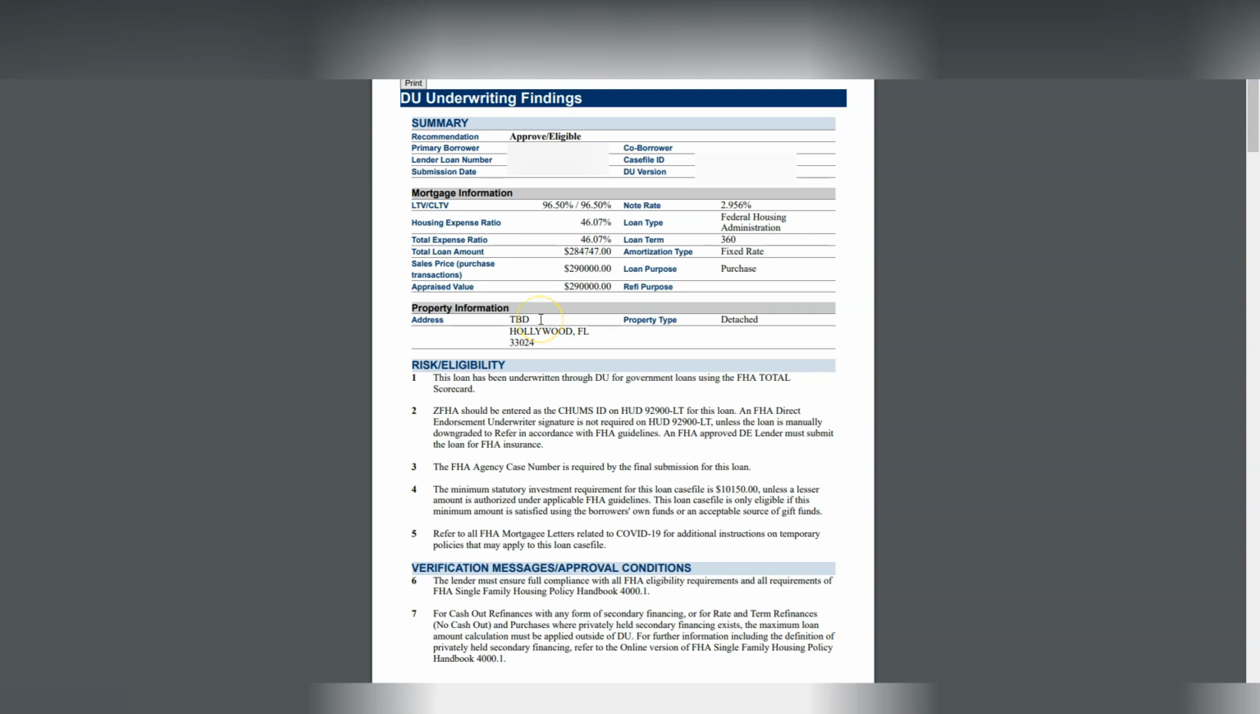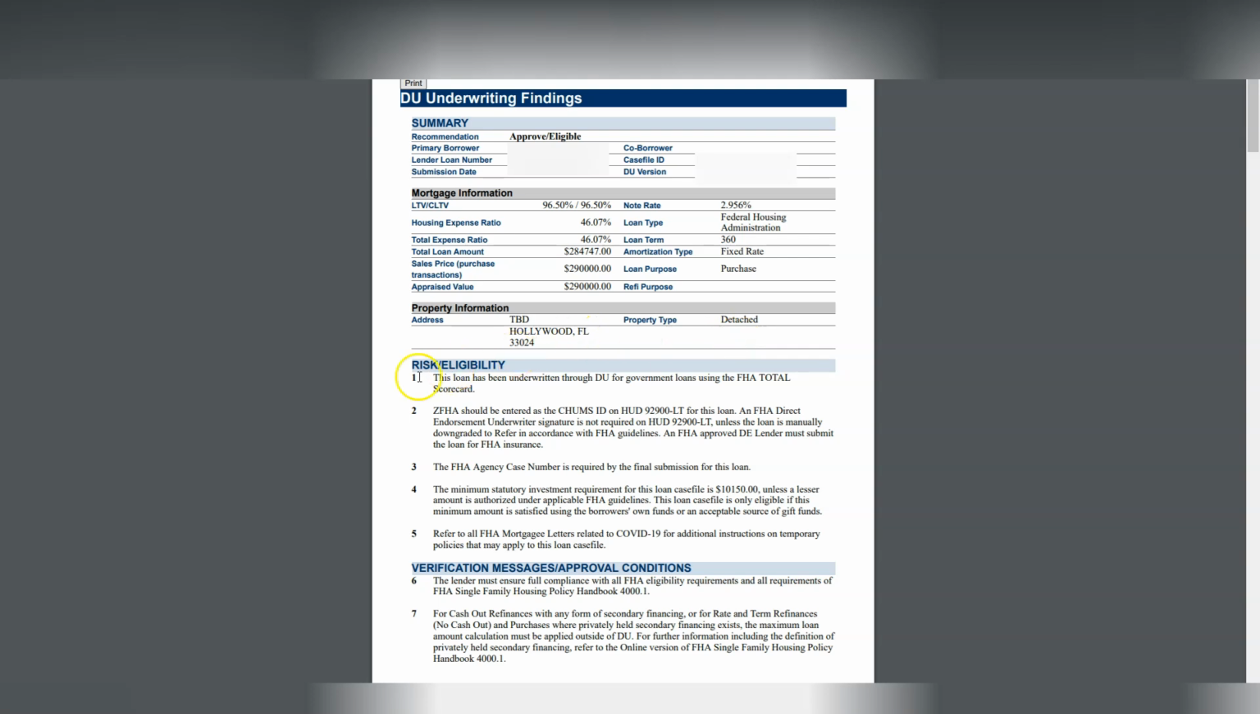And then when it comes to the property, you don't really have to worry about that right now, because an appraisal needs to be done, and then the appraisal underwriter will go over the appraisal. So that's not really your job. So right now you would just want to make sure that the appraised value comes back at what it should be. Property type, this is detached, which means this home isn't attached to other homes, which basically means that this is a single family residence.